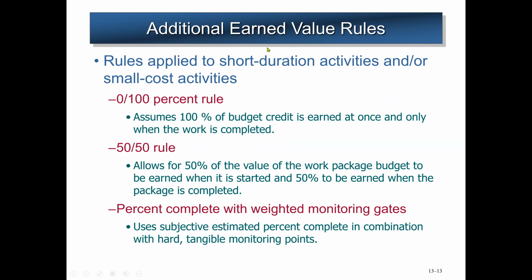We can also have additional earned value rules, and these rules apply to short duration activities and or small cost activities. So the 0/100% rule: here we are assuming 100% of the budget credit is earned at once and only when the work is completed. The 50-50 rule means we allow 50% of the value of the work package budget to be earned when it is started, then the other 50% to be earned when the package is completed. So again, these are earned value rules. We also have the percent complete with weighted monitoring gates. This again uses a subjective estimated percent.